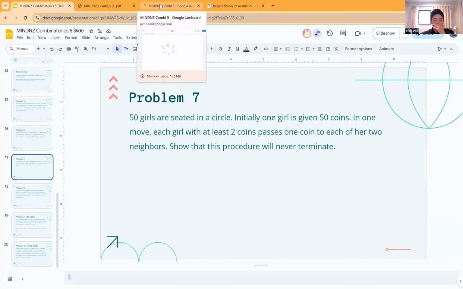We want to show that it will never terminate, where by terminate we mean that no girl can make any more moves. We are getting to the end of the time limit here, so I'll quickly go over it. Sorry, I won't give you too much time for this one, but I want to highlight this idea because it is a pretty common one when you have passing things around like a circle.